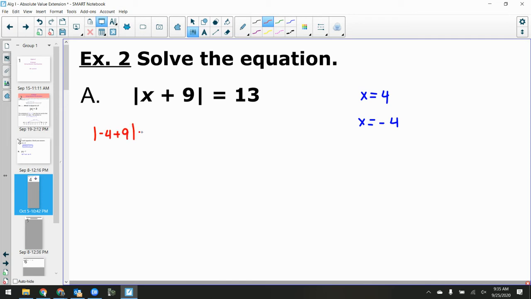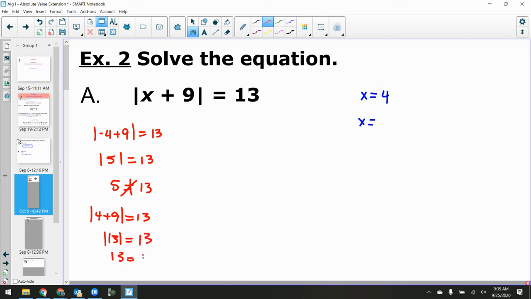-4 plus 9 is... Uh-oh. Is this a true statement? No. So -4 is not a solution. Let's check 4. Let's just be very clear. 4 plus 9, is that 13? Yes, that does check out. Okay, so 4 is a good answer, but -4 is not a good answer.